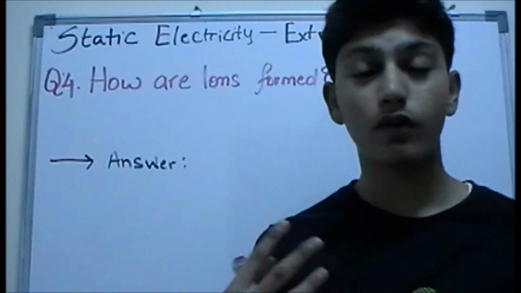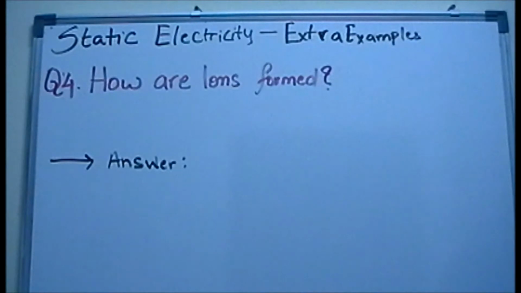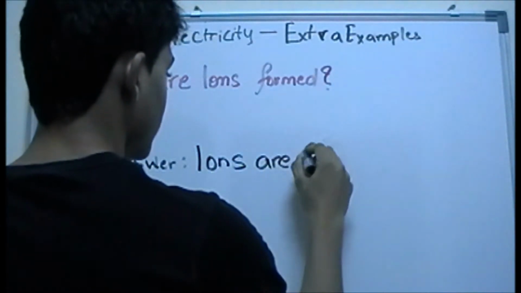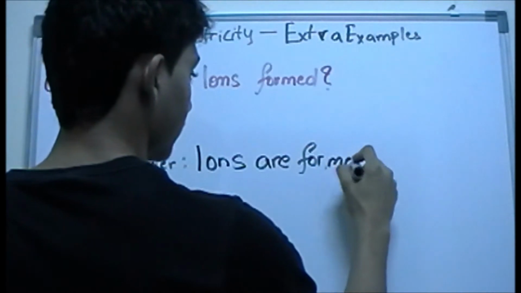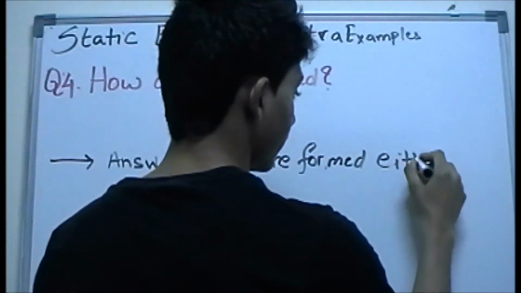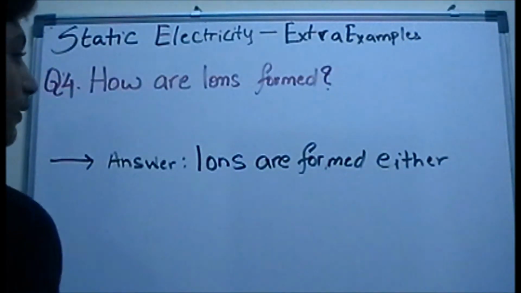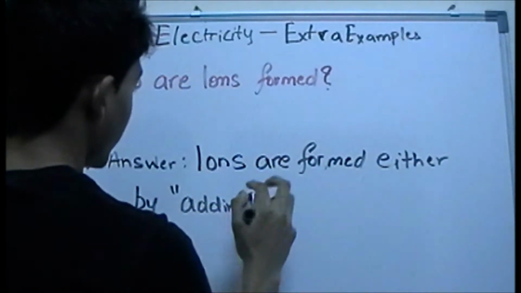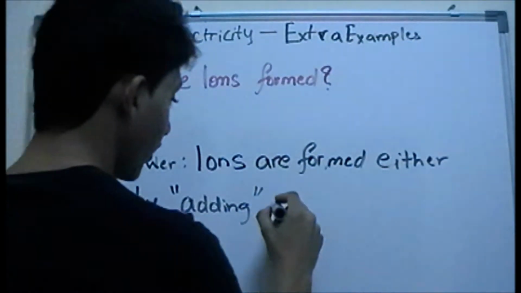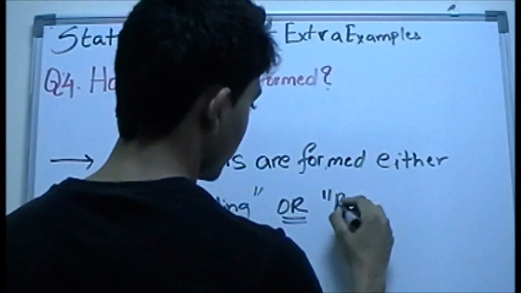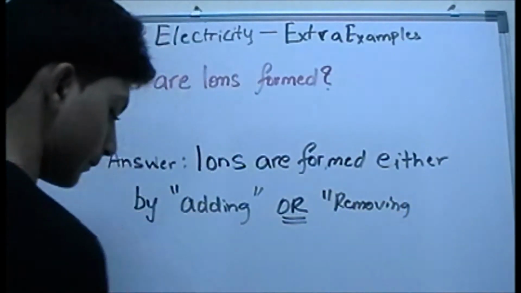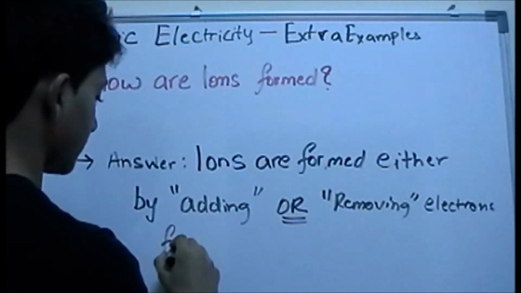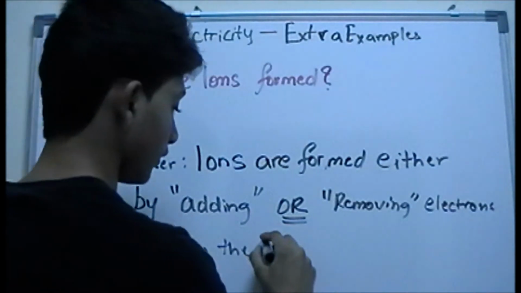Let's go ahead and write what we said in a complete sentence. Ions are formed either by adding, and I'm quoting that because it's important, or removing electrons from what we know is an atom.